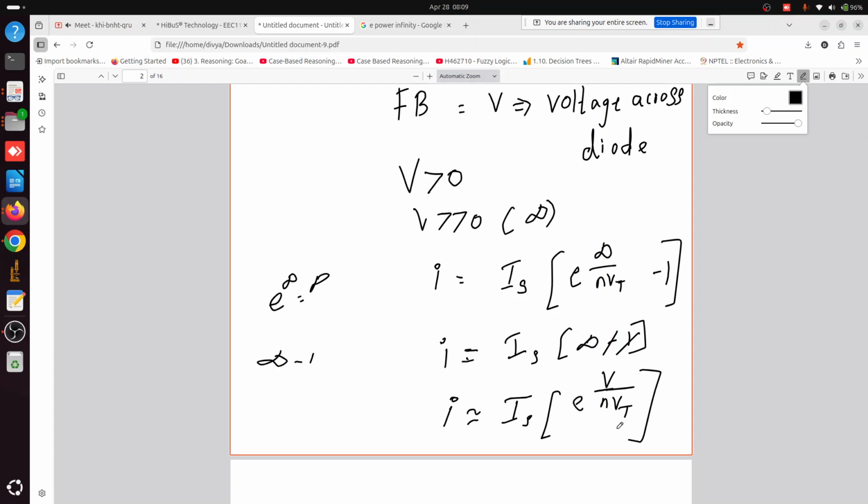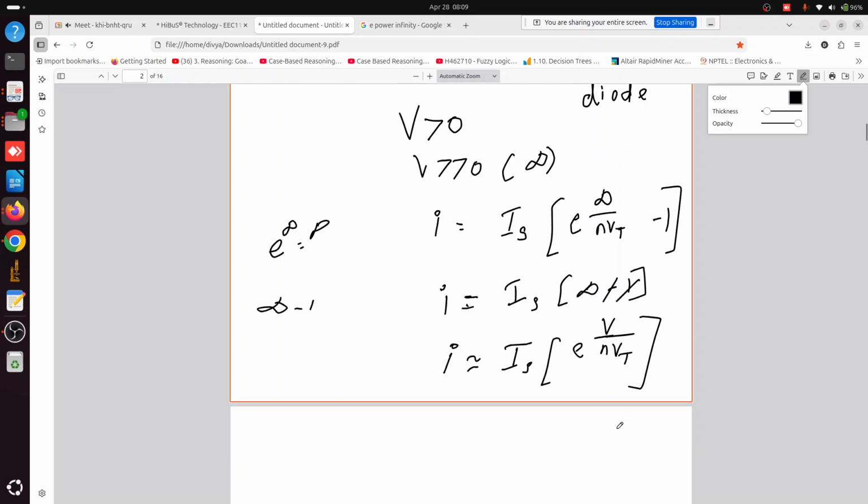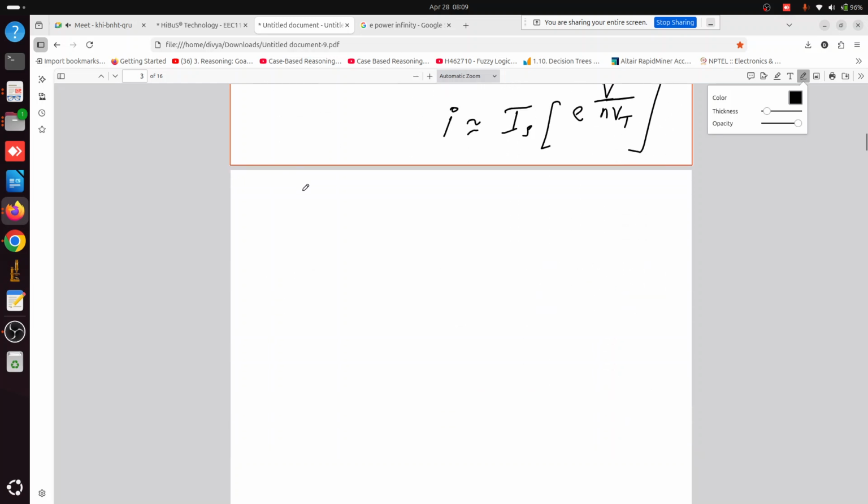Okay, so now we'll do the same for reverse bias. In reverse bias I'm writing it as RB. Actually in reverse bias, this V, the voltage across the diode, is less than 0. So now what happens? Can you tell me what will happen? Yeah, actually here this current is going to give only minus Is.